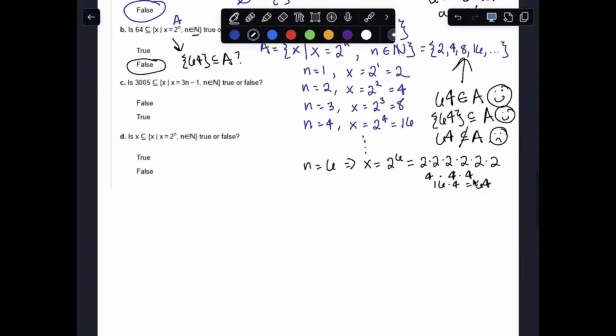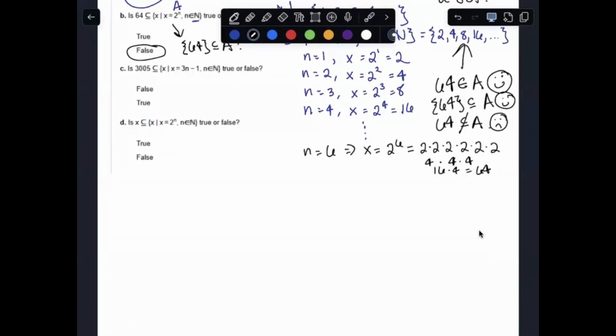Okay, so let's look at these other two statements. When we look at part C, we need to notice again, we have the same thing going on here. 3005 is just a number. It's not a set. So it doesn't make any mathematical sense for this to be a subset relationship. So this is false. And then this last one, part D, is X a subset of this set here?